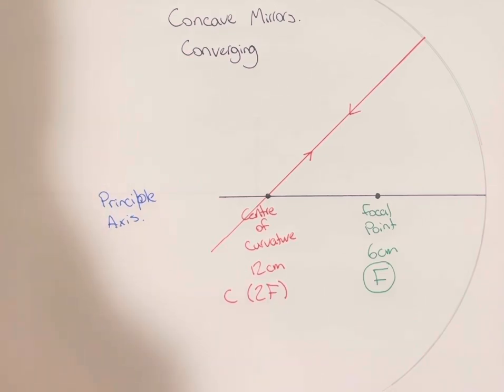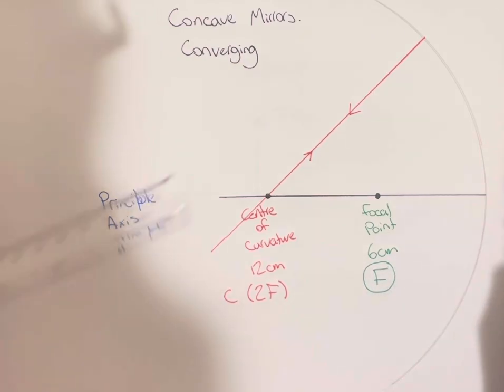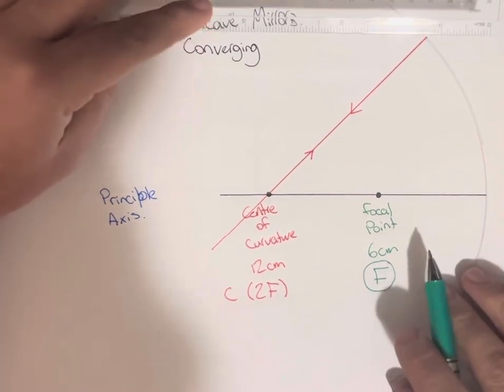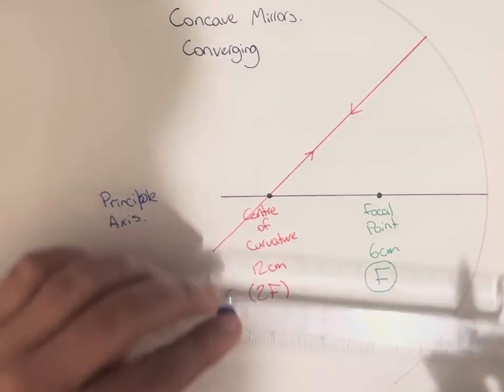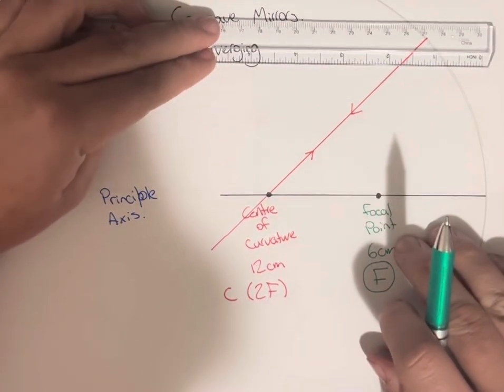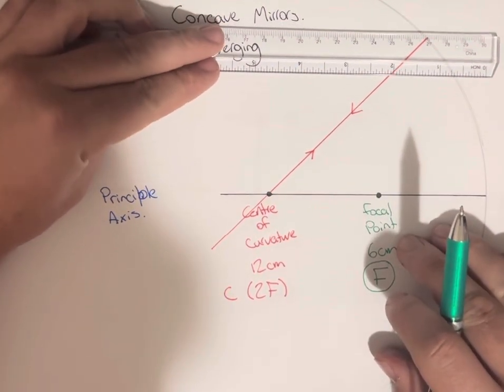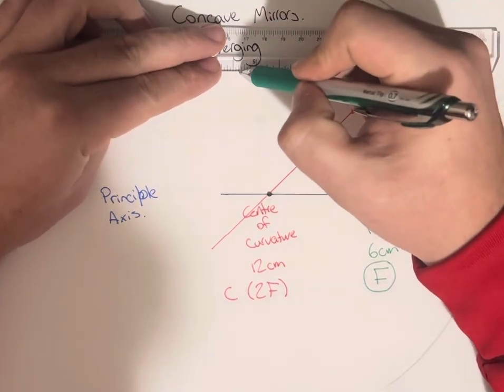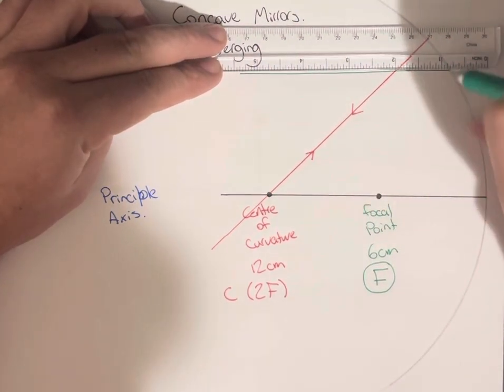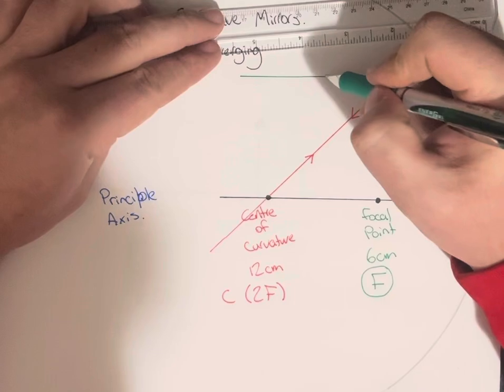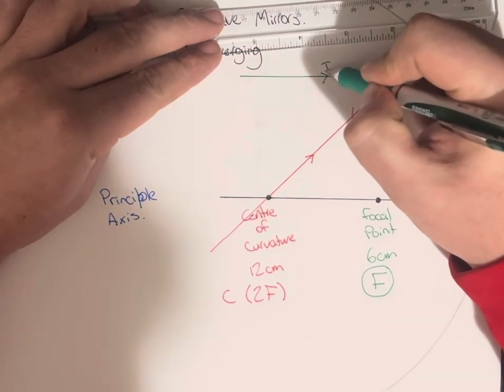Now, there are a couple other rules. These ones are probably the more important rules for us involving the focal point. If any ray of light, doesn't matter where it is, it could be up here, down here, anything that is running parallel to the principal axis. So if I just draw an incident ray here coming from some region running parallel to this principal axis, this would be my incident ray.